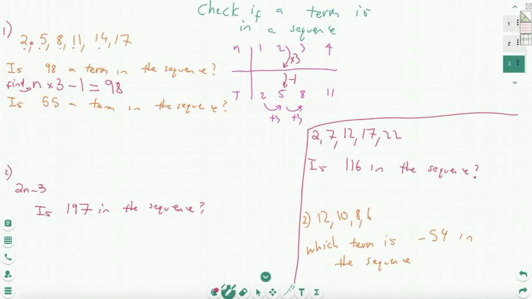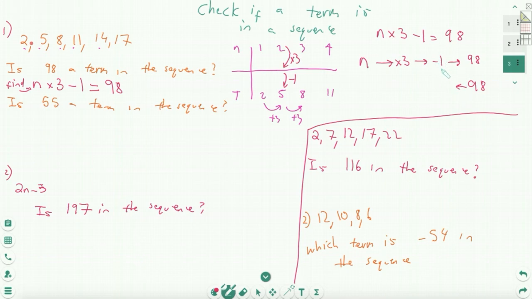We can do this, guys, by drawing a little function machine. So our equation is something times 3 minus 1 is 98. Let's draw a function machine. So we have n being multiplied by 3, then being subtracted by 1, and 98 is coming out. And we just work backwards. We get 98.